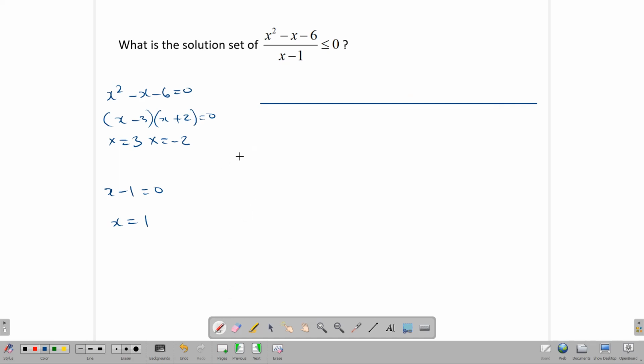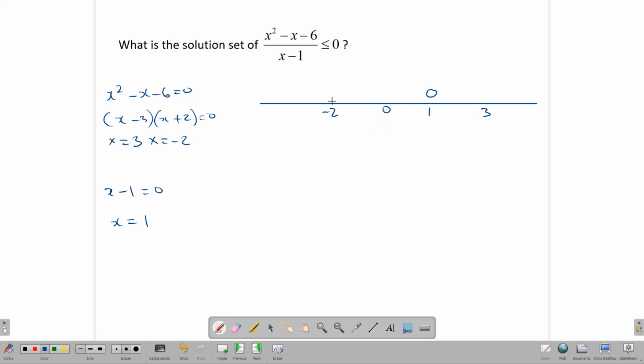So let's write in these numbers on our number line. And I like to start by writing 0 first. Then we have 1, and we also have 3, and we have -2. So we have a number of regions to consider. Let's look at this one first. 1, remember, cannot be included in the solutions. So we start by putting an open circle over it.